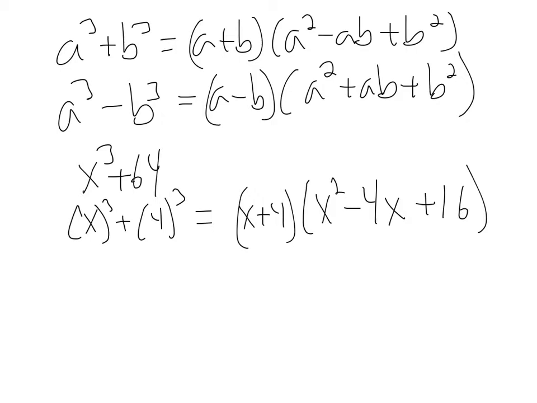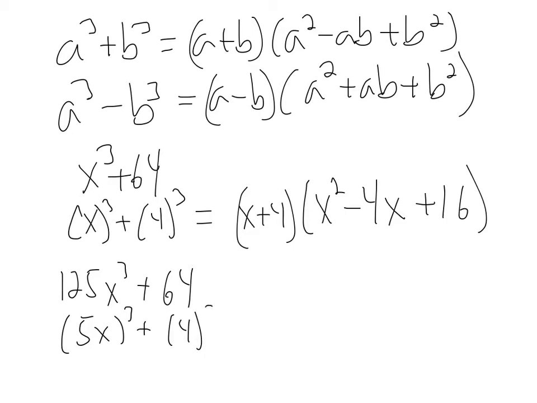Okay, if they had told me something a little more tricky, like let's see, how about 125x cubed plus, well, let's use 64 again. Okay, so I've got to ask myself, well, I think these are cubes. Is something being cubed? Well, 5 cubed is 125. So 5x is my A, and 4 again is my B. And then because this is the sum, I just got to drop it in that same pattern. So 5x plus 4 is the A plus B up here, right? A plus B, just like I did here.